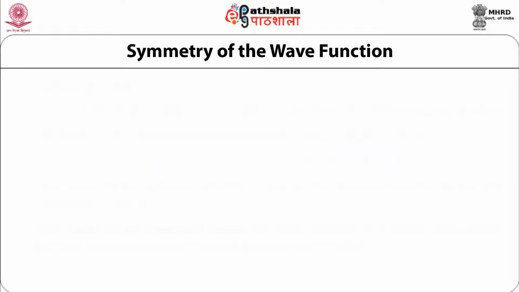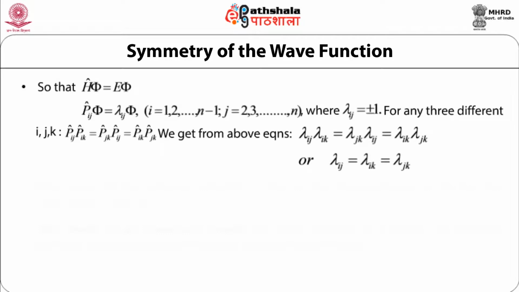Symmetry of the wave function. Now suppose that phi is such a function, so that one can write the eigenvalue equation as the Hamiltonian operator H acting on phi is equal to the energy eigenvalue E times the wave function phi, and the permutation operator P_ij acting on the wave function phi yields the eigenvalue lambda_ij times the wave function phi, where i goes from 1 to n-1 while j goes from 2 to n, where lambda_ij is equal to plus or minus 1.